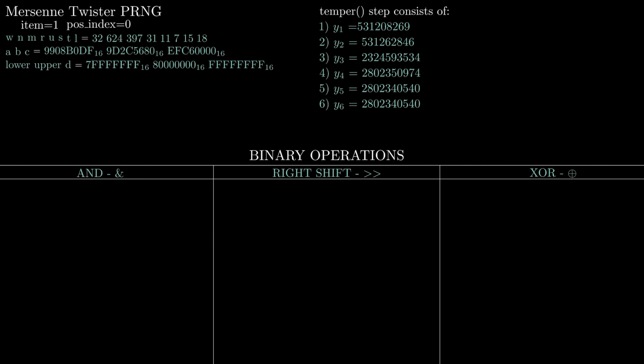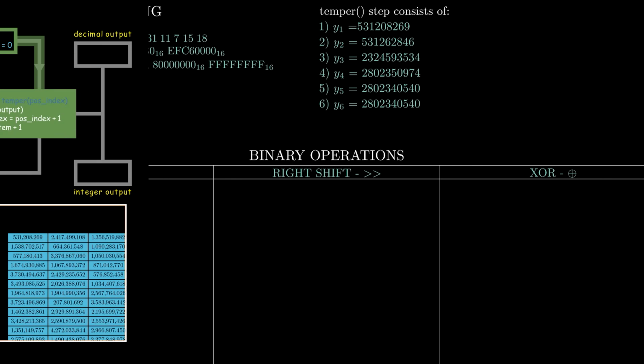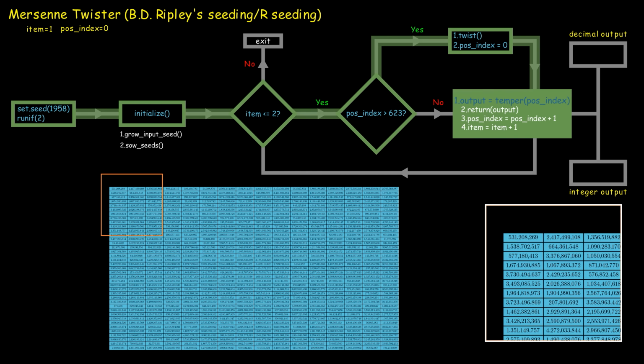And believe it or not, we are done tempering that first number. And the number we obtained is 280-234-0540. For ease of reference, I'll refer to it as the number that ends in 540. I will just briefly remind ourselves that the number that we just tempered is the first number in the twisted MT grid. That number was the input into the temper operation.